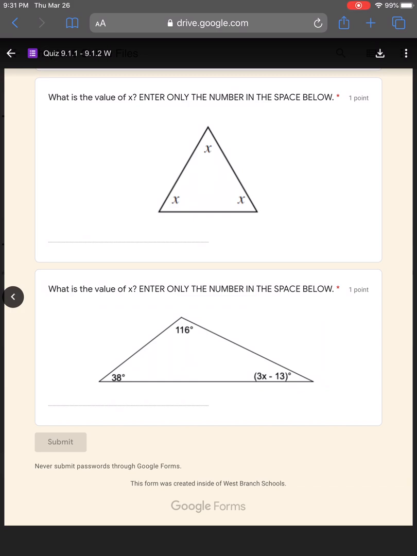Final question. What is the value of x? Enter only the number in the space below. This one, especially because it's not multiple choice, I would recommend writing an equation. So what you could do is take all of those angles, add them together, set them equal to however many degrees each triangle has in it, and then solve for x. Again, you're only putting the number in the space. You don't need to type out degrees.